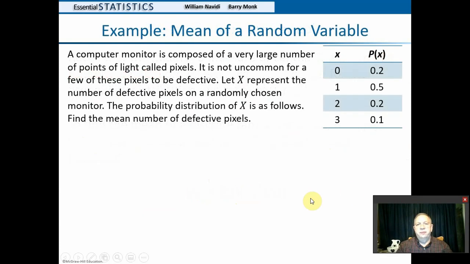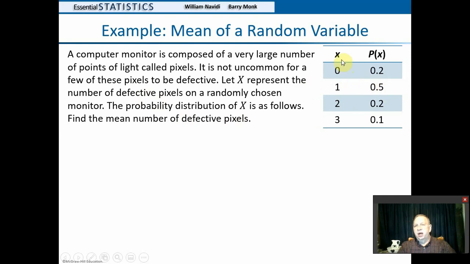Okay. So let's see how we're going to do this. A computer monitor is composed of a very large number of points of light called pixels. It is not uncommon for a few of these pixels to be defective. So let x represent the number of defective pixels on a randomly chosen monitor, and the probability distribution of x is as follows. Find the mean number of defective pixels. So if I went through and did 1,000 displays, what would be the average number of pixels that were defective? And that's what this is saying, the mean number of defective.